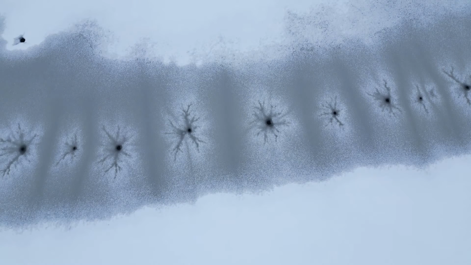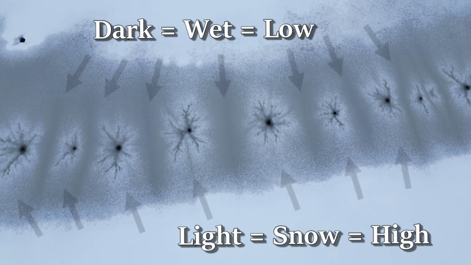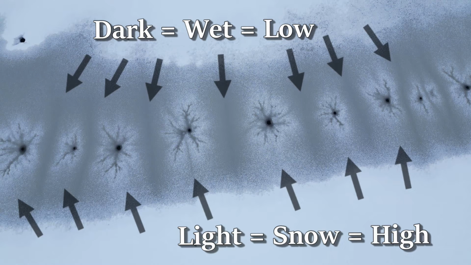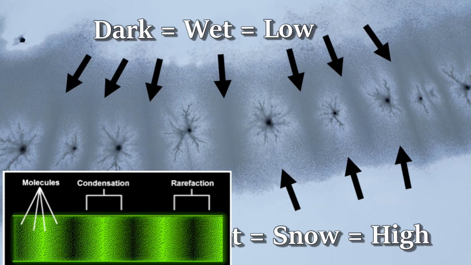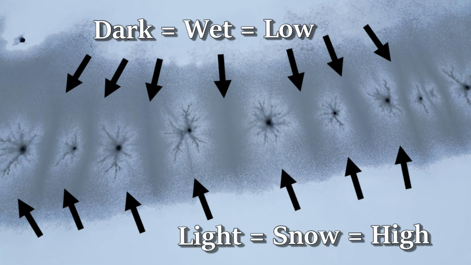Now, if you look at this freeze frame, you can see regular dark bits followed by whiter bits all the way along the broad crack line, exactly like a wave pattern you'd see in a physics textbook. The dark areas are wetter and lower. The white parts are higher. But why are there holes on the high white parts?